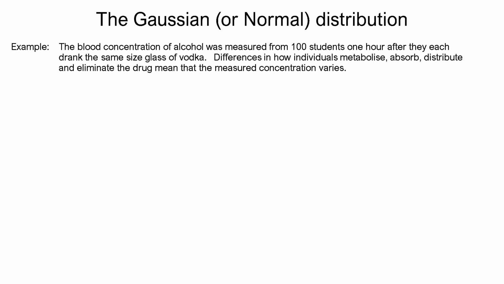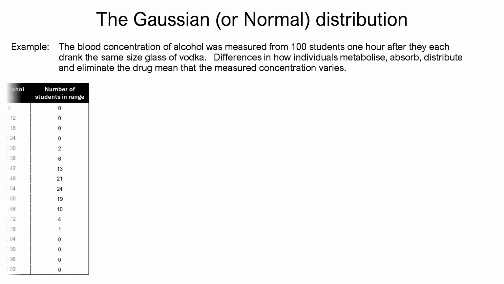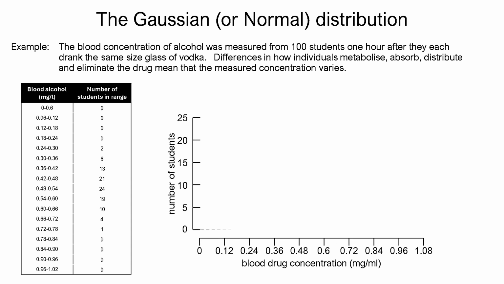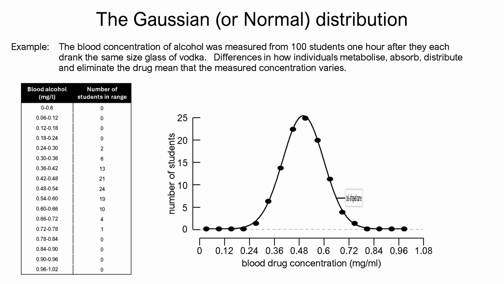To investigate the variation, the students drew up a table listing a series of possible concentration ranges and the number of students whose blood alcohol fell within each range. On a graph, they plotted the number of students on the y-axis against the midpoint of each concentration range on the x-axis. This showed that the relationship followed a bell-shaped curve. The blood alcohol concentrations of most students clustered around the middle of the curve, with very few at the extreme ends. The curve was symmetrical around the midpoint.